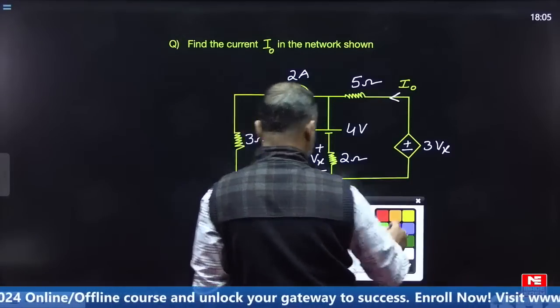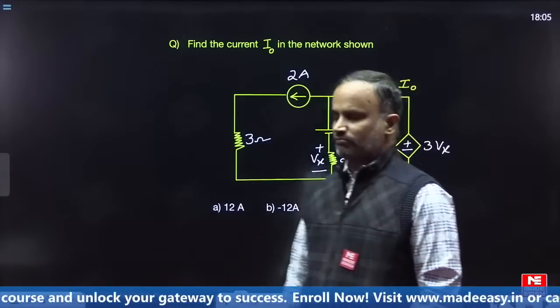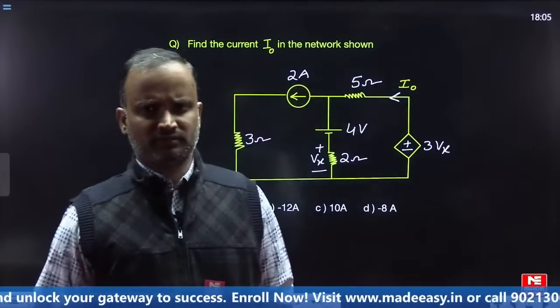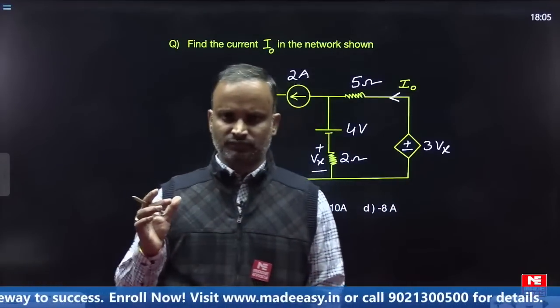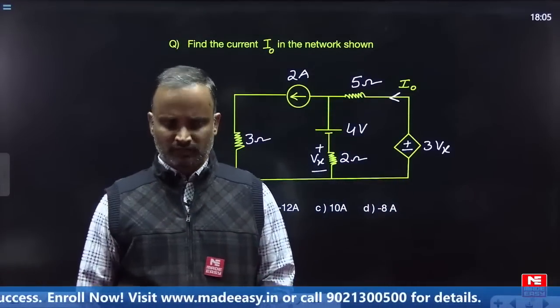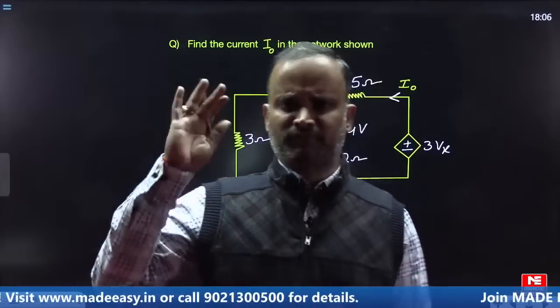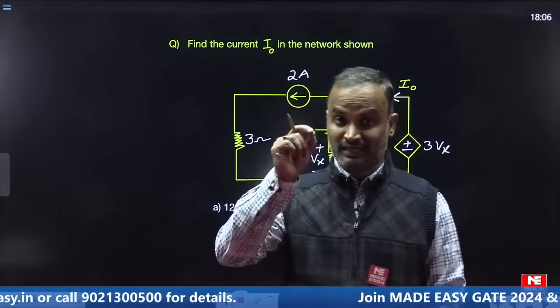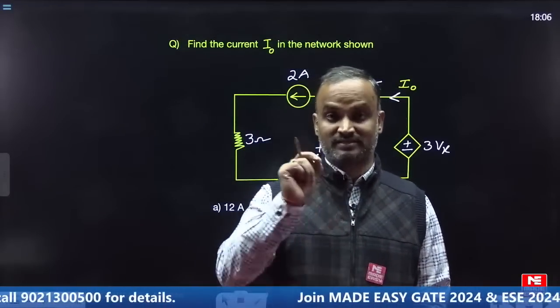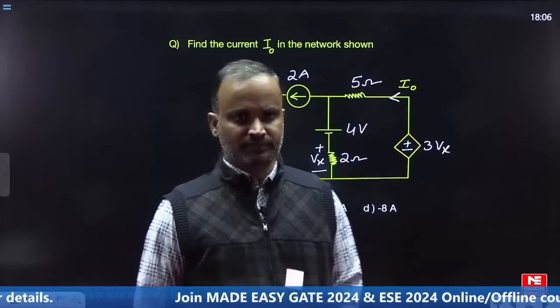Now come to the next one. What is the requirement is the I naught. Before solving any problem, first think for 5 to 10 seconds what is the easy way to conclude the answer. Because in network analysis, the same problem can be solved using multiple methods. But in objective questions, what is your target? In less time you need the accurate answer. In that way, try to develop your thought process.